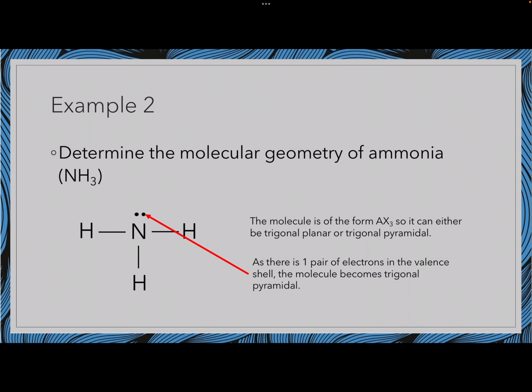Okay, so determine the molecular geometry of ammonia. So we take the Lewis structure of ammonia. We did this example last lesson. It's in the form AX3, so it could be either trigonal planar or trigonal pyramidal. But we have to have a look and see if there are any lone pairs of electrons, and there is one. And so because there's one lone pair of electrons, it becomes trigonal pyramidal. So again, looking back at that table just up above, three outside atoms, one lone pair, so it's trigonal pyramidal.